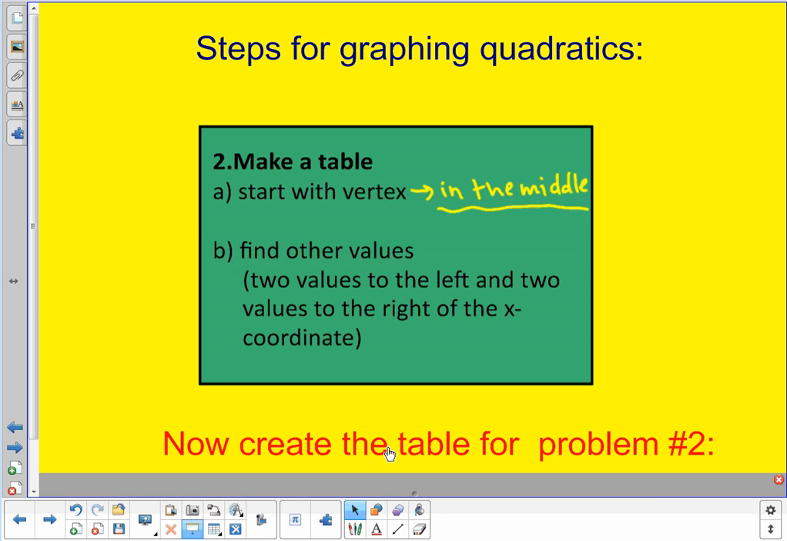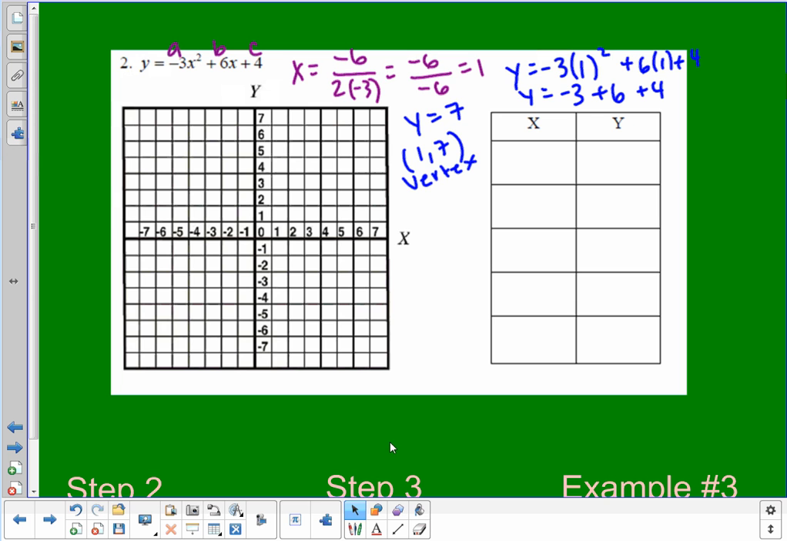Okay, so now let's actually do the table for number 2. So flip back to number 2 and let's make that table. In number 2, I'm going to take this vertex and I'm going to drop it in the middle of my table. Okay, so the middle row is this one right here.